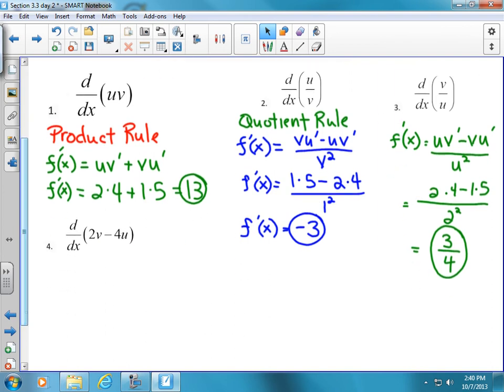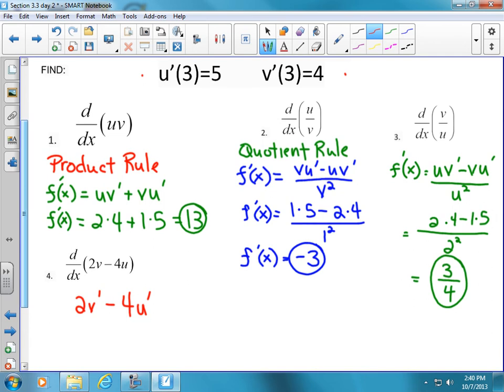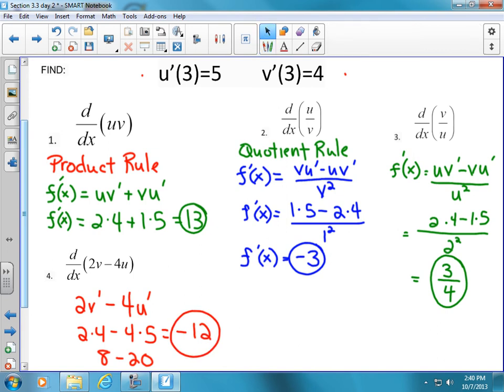Okay, now last but not least, the derivative of two terms being subtracted is just the derivative of one minus the derivative of the other. And we have a constant multiplier, 2 and 4. So v prime is equal to 4, so we have 2 times 4 minus 4 times 5. 8 minus 20, that equals negative 12. So that's our answer for part 4.